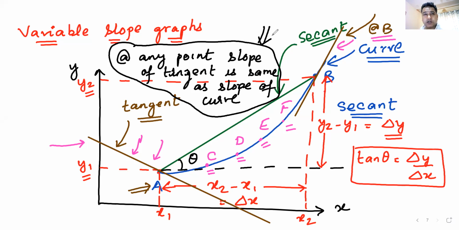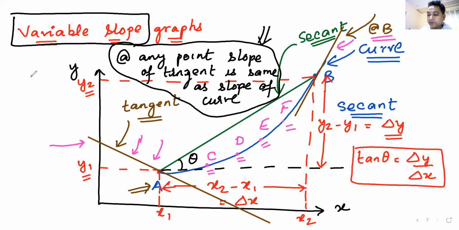That means this curve does not have a constant slope. This type of curve does not have a constant slope, and hence it is known as a curve of variable slope. Am I clear with this point? Curve of a variable slope.